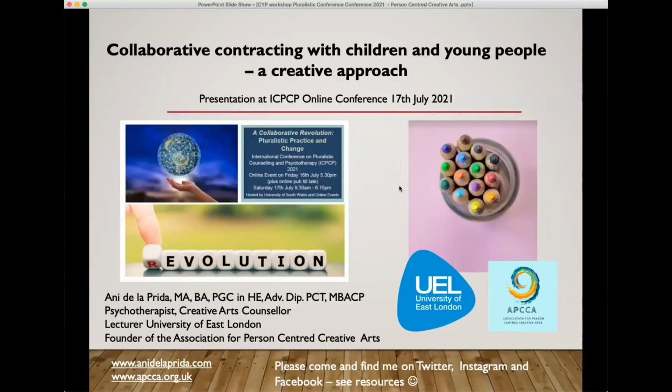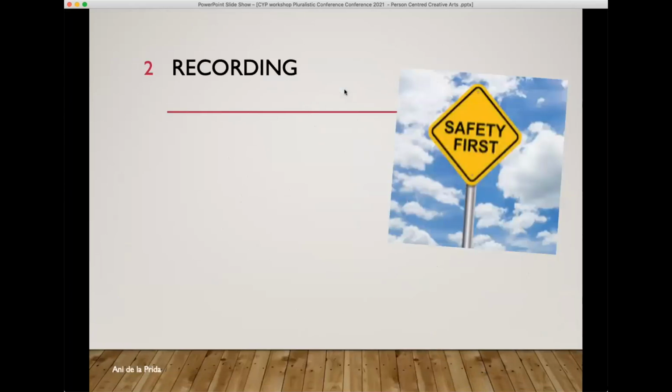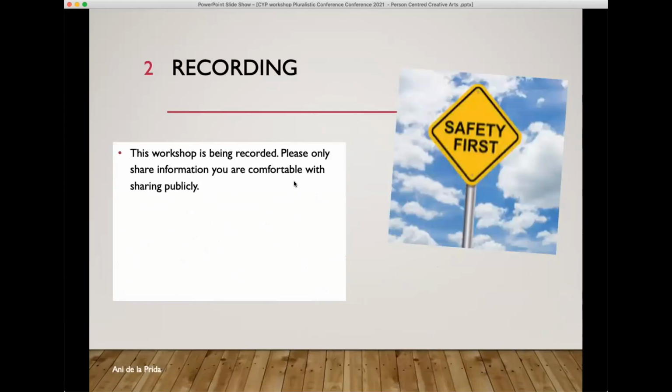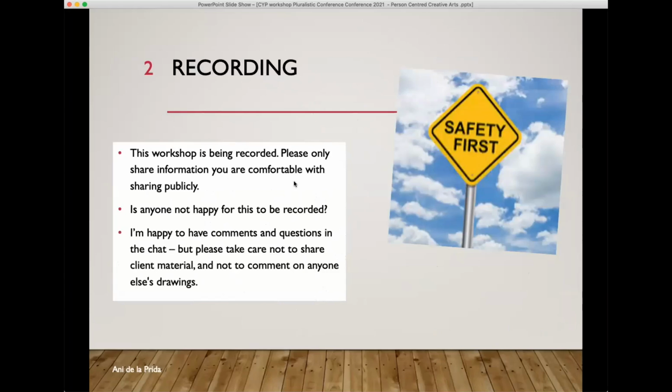So this session is about collaborative contracting with children and young people, the creative approach. I'm doing this by request of a couple of people, actually. So we'll see. As we know, it's being recorded, so just be careful about only sharing stuff that you're comfortable with sharing publicly, and don't obviously share any client material.